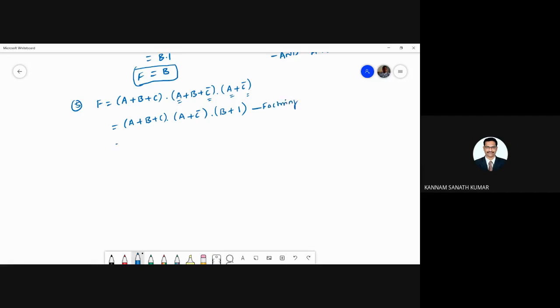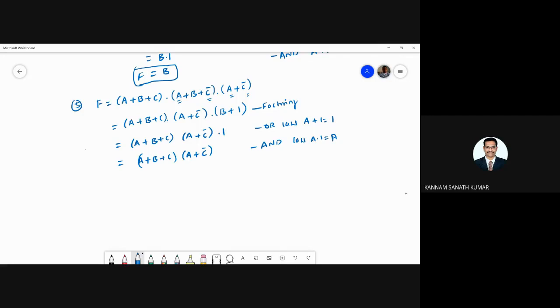So this is nothing but factoring. Now this is equal to A plus B plus C, A plus C bar into 1. So this is OR law. What is OR law? A plus 1 equal to what? 1. And next, A plus B plus C, B plus C, A plus C bar. From AND law, A into 1 equal to what? A.